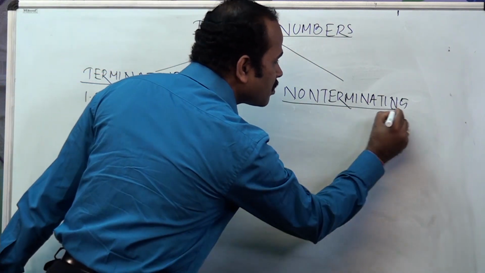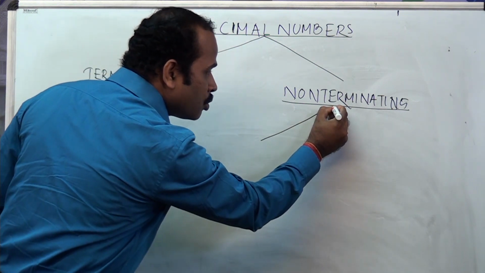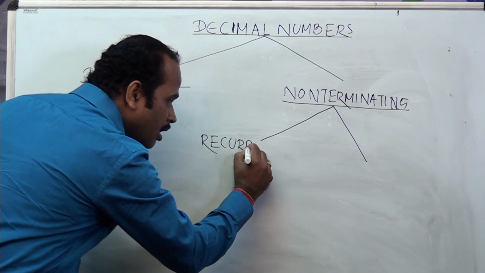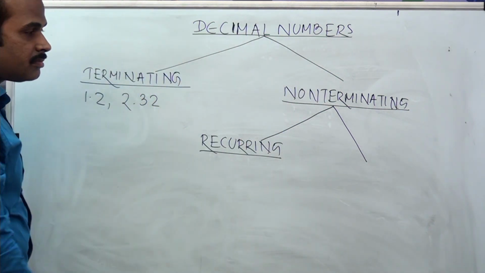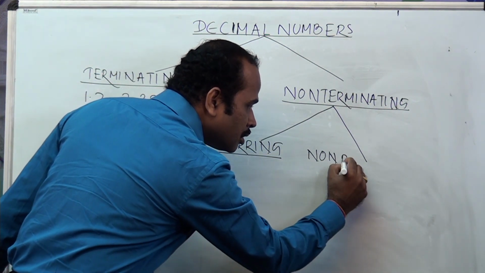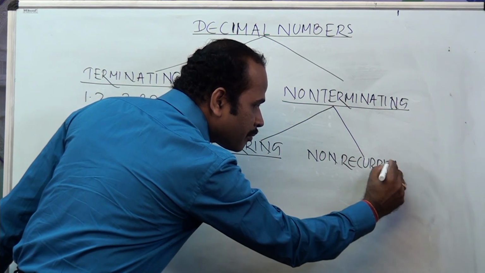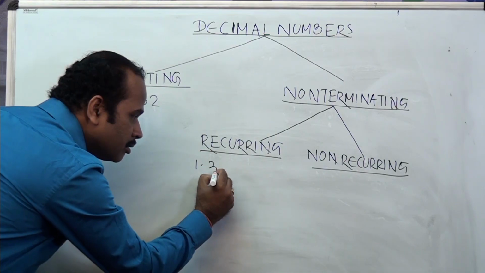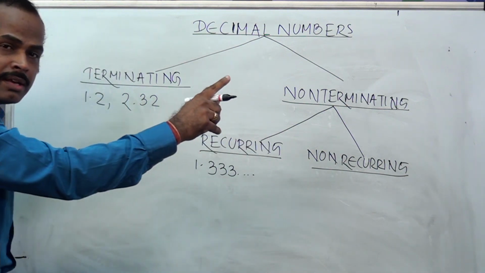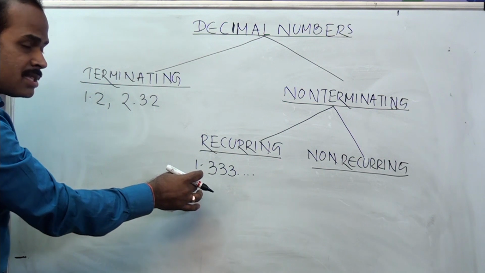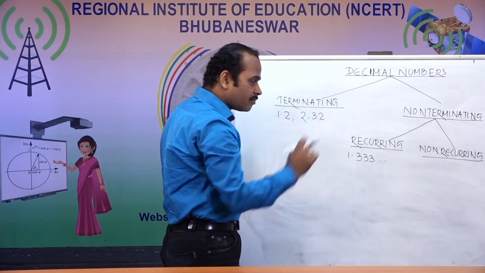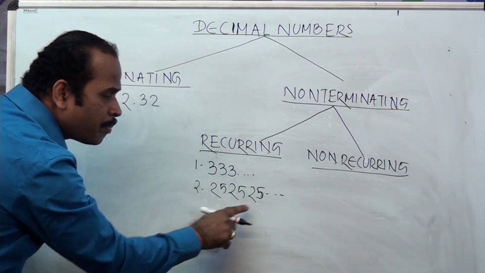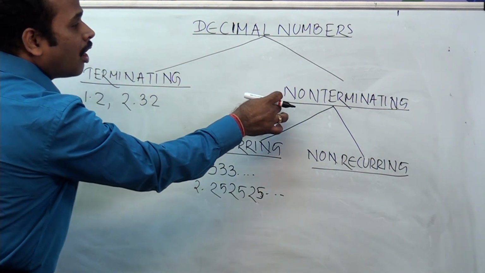Now come to non-terminating decimal numbers. These are again classified into two parts. First part is recurring or repeating, recurring non-terminating decimal numbers, and the other part is non-recurring non-terminating decimal numbers. What are recurring decimal numbers? If I write 1.333 and so on, that means 3 is continuing. In such a case, it is a recurring number. After the decimal point it extends indefinitely, but one digit is repeating. One more example is 2.25 25 and so on, meaning 25 is continuing. These types of numbers are recurring non-terminating decimal numbers.